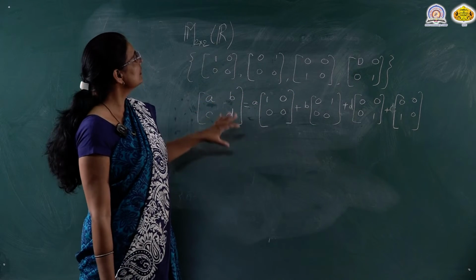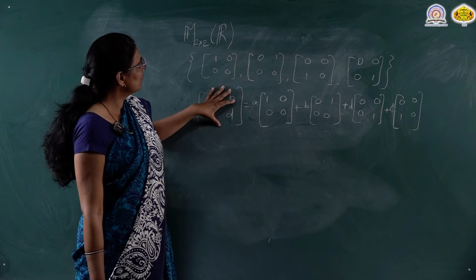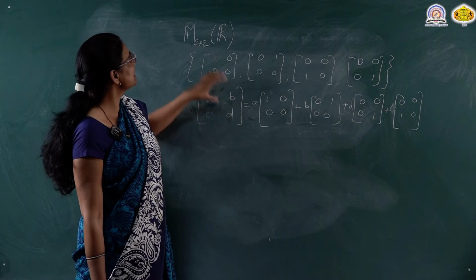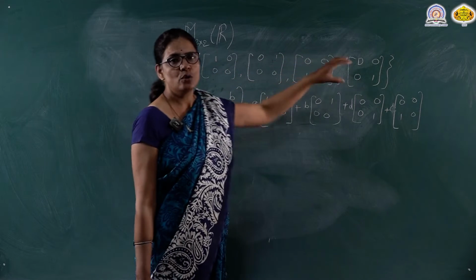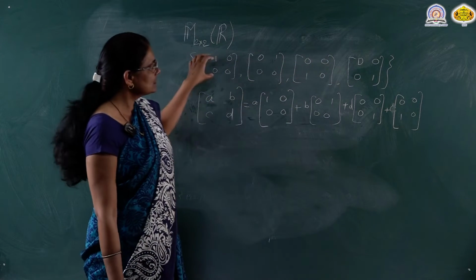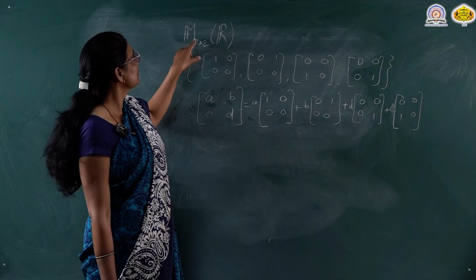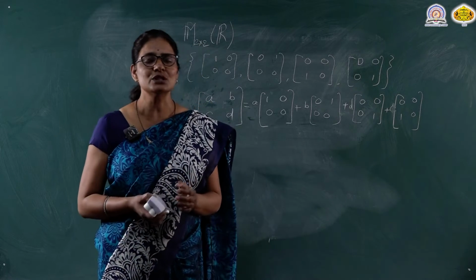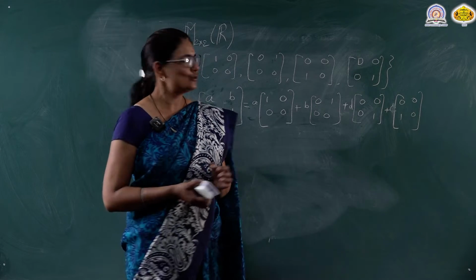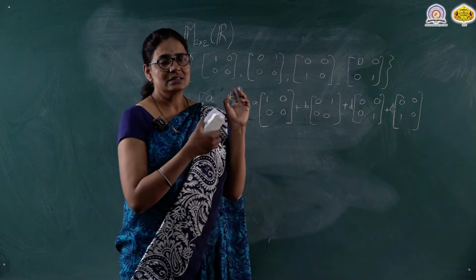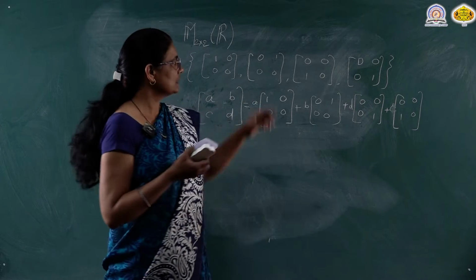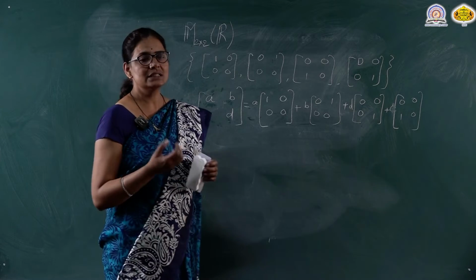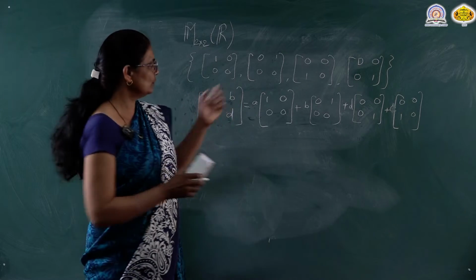So we can say every 2 by 2 matrix with real entries can be written as a linear combination of these 4 matrices. So this set spans the set of 2 by 2 matrices with real entries. These are some standard examples, and we can easily remember these standard sets which span the vector space. Now we consider another example related to this.